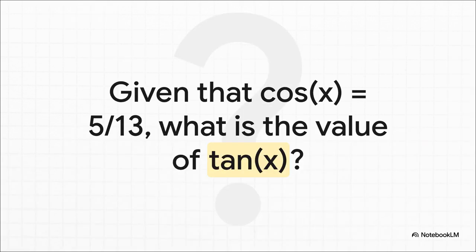Okay, look at this question. If cosine of x is 5/13, what's tangent of x? Now, if your brain immediately screams, grab a calculator, find the inverse cosine of 5/13 to get the angle x, stop. Just stop right there. That's the long way, and it's a path full of potential errors. There is a much cleaner, much faster way to do this.